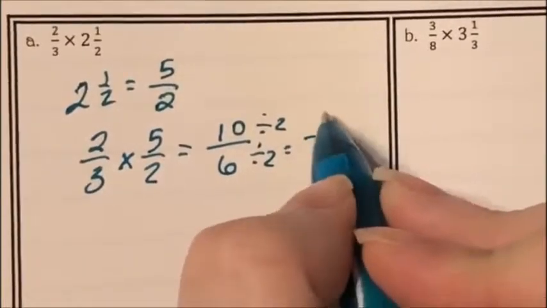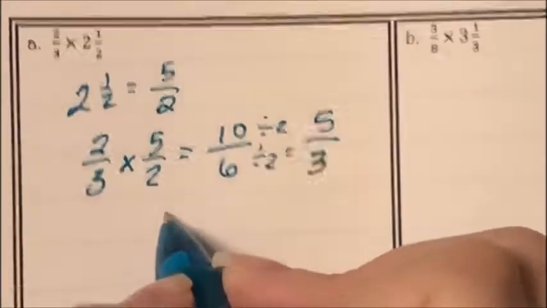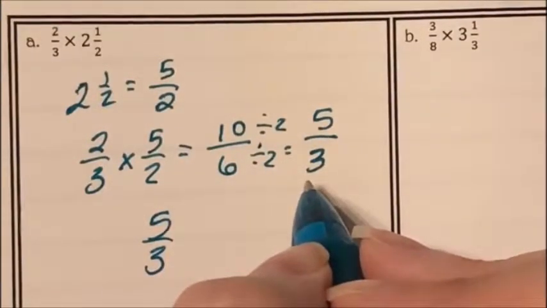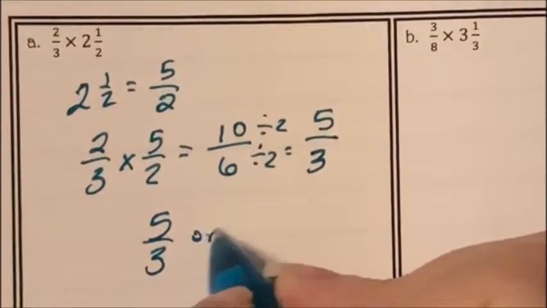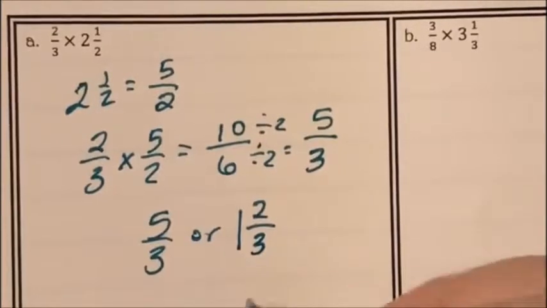10 divided by 2 is 5. 6 divided by 2 is 3. So I get 5/3, and then I can change this back into a mixed number. 3 goes into 5 one time with 2 left over, and my denominator stays the same as 3. So I get 5/3 or 1 2/3.